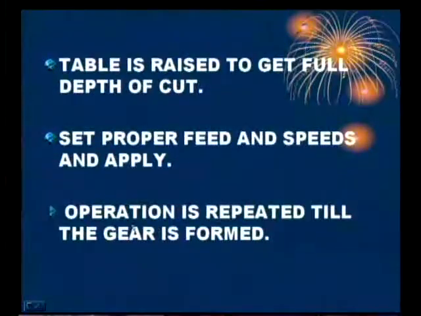An operation is repeated till the gear is formed. Each time, one tooth is produced. The gear cutter is a form cutter. Each time it produces one tooth. Immediately after completing one tooth, the dividing head or the indexing head is used: by moving the crank, the job is rotated through the required movement, and the operation is repeated till all the teeth are formed on the gear blank.